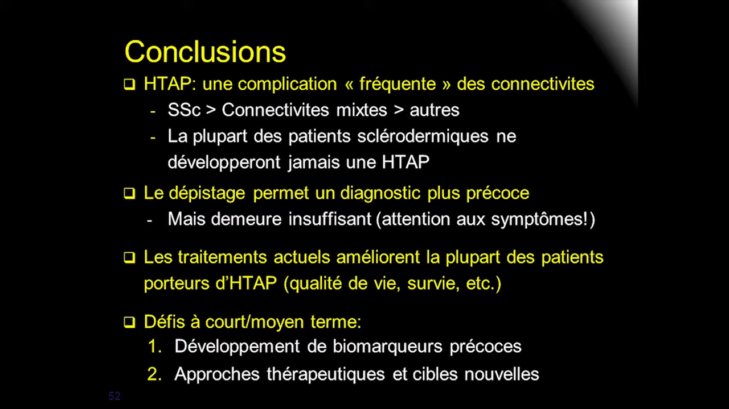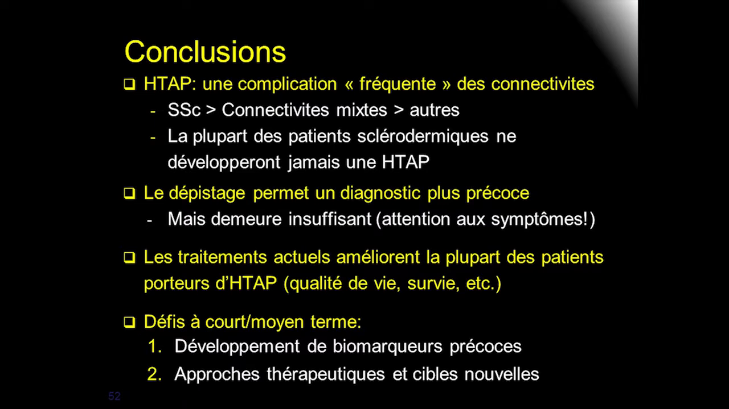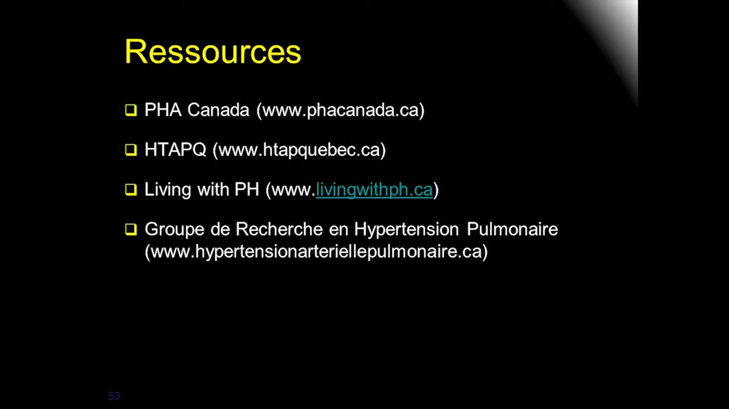Screening allows for earlier diagnosis, but it's not enough. You have to pay attention to your symptoms. Current treatments improve life for most patients with PAH in terms of quality of life and survival, but there are still problems. So the challenges are to develop early biomarkers. We're screening people who already have the disease now. In future, we would like to be able to screen people and detect the disease before they develop it. And new therapies, obviously, are going to be promising as well.